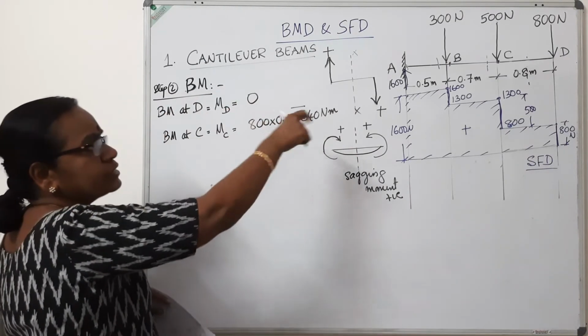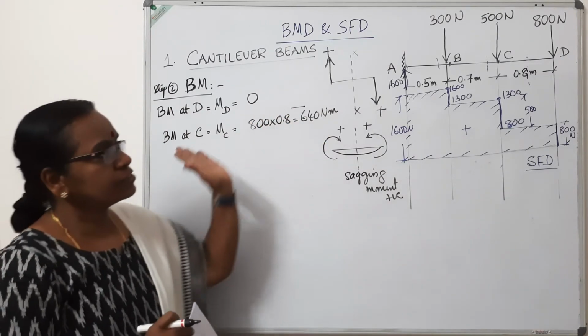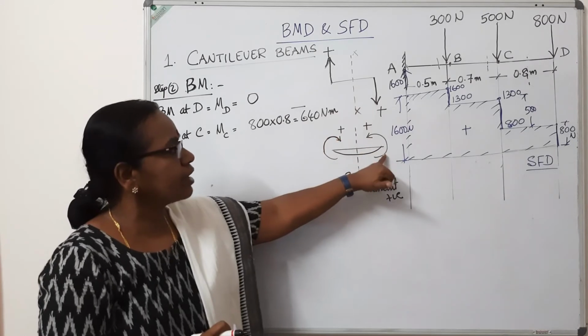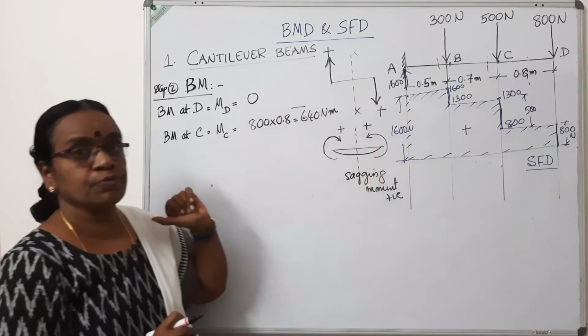800, rotate about C, it produces a clockwise moment. But we are considering right hand side, anti-clockwise is a positive moment. So this is minus 640.